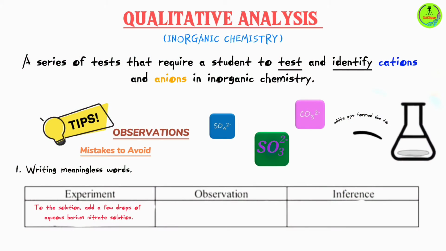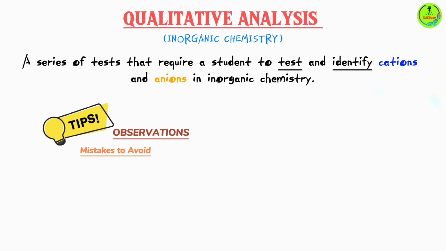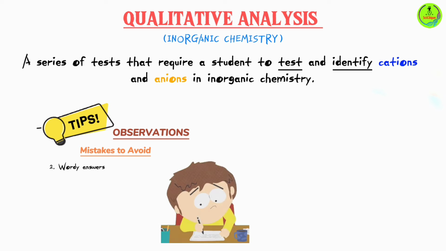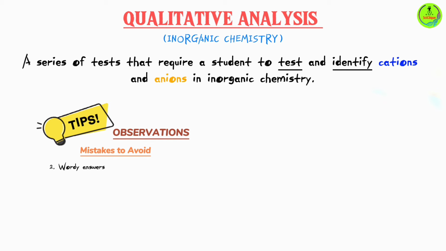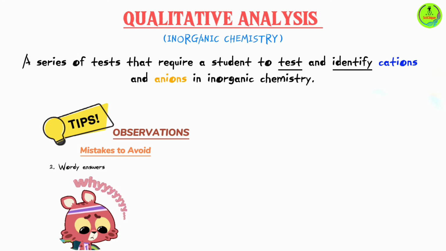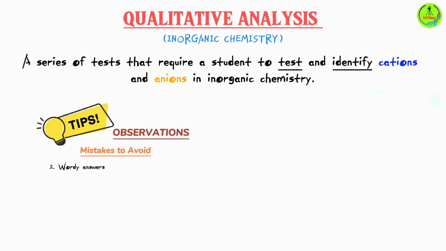You should always have an observation and it should be the correct one. Now, another is wordy answers. Avoid lengthy observations whereby you use so many words to express yourself. Don't do that. In chemistry, we expect you to be direct and concise. When you use so many different words to explain your observations, why would you do this to yourself? You compromise the quality of your answer. So please don't do this.